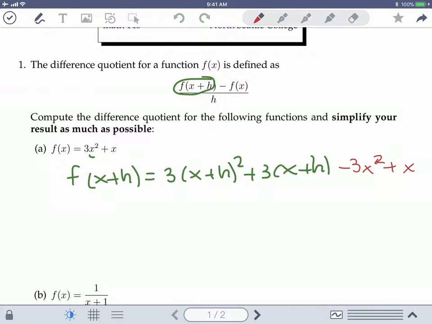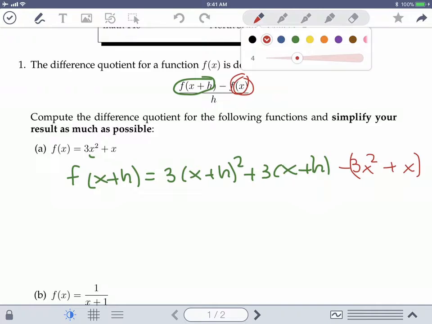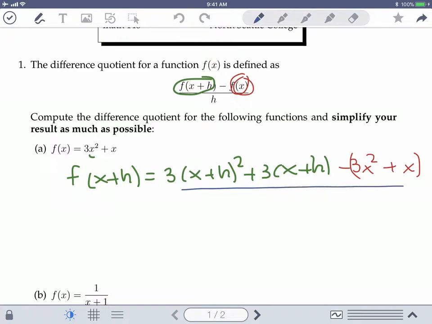This is wrong. Why is this wrong? Because if I leave it as it is, I'm only subtracting the first term. I should be subtracting the entire expression, right? So this is the f of x part. And then you should divide everything by h, so it should be all of that divided by h.